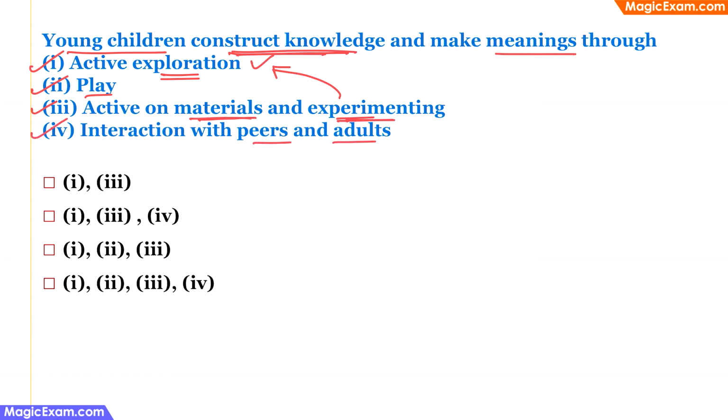Next, interaction with peers and adults. This is also absolutely correct because children, when they interact with their peers, other children, and when they interact with adults in their family, in their community, in their school, then they construct a lot of knowledge. Therefore, all the four options are correct here. Therefore, the correct answer here is 1, 2, 3 and 4.